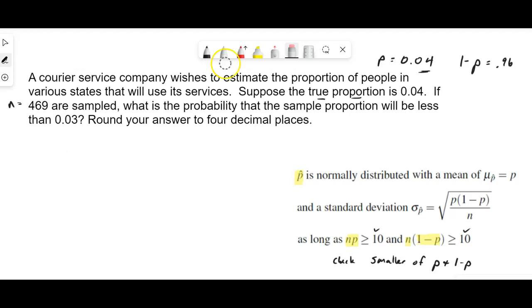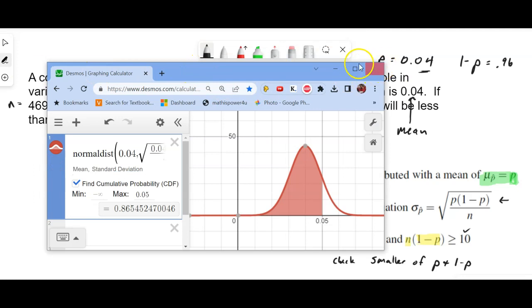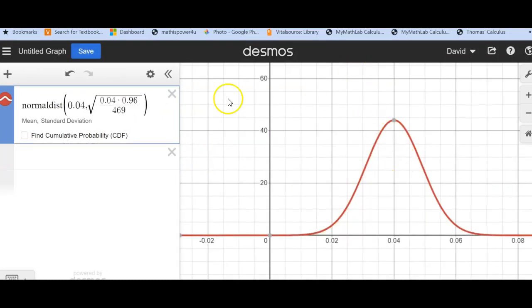Okay, now the mean of the sampling distribution is just the proportion. So 0.04 is our mean. That's going to be the mean of our distribution, and our standard deviation is this guy, which is p times 1 minus p divided by n, and then all that we take the square root. So if we put all that into Desmos, we get this distribution.